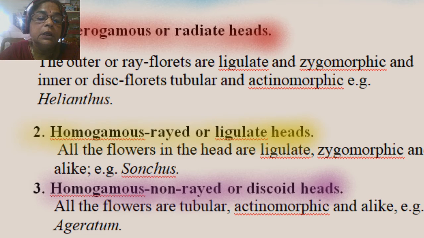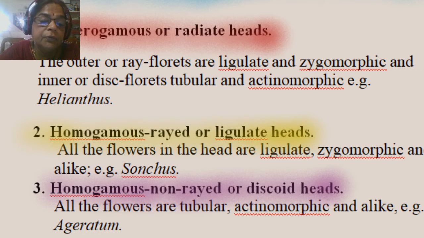The second type is the homogamous, means all florets are equal in size and equal in shape, that is, ligulate. All florets are in the ligulate form, they are zygomorphic and all are alike. The example is Sonchus arvensis. In Sonchus arvensis, you will find the homogamous ligulate head inflorescence.